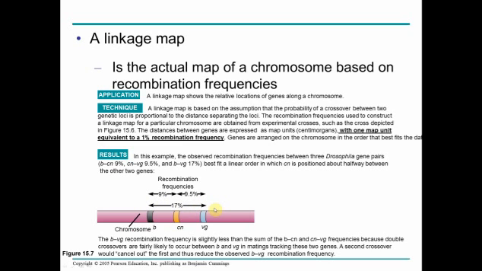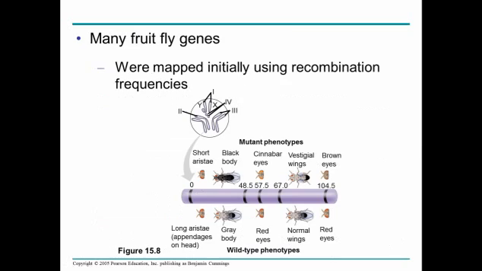So the more genes you can get in a map that you construct and determine the distance between each individual gene, the more precise it is. And so here you see some examples of actual fruit fly genes and their distance on one of the fruit fly chromosomes, brown eyes and vestigial eyes, and so on.